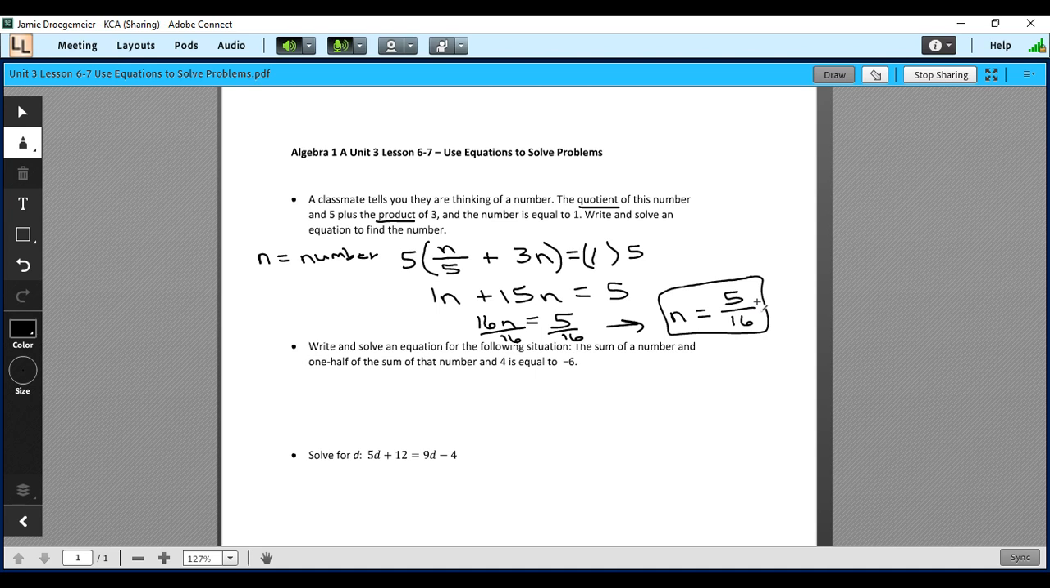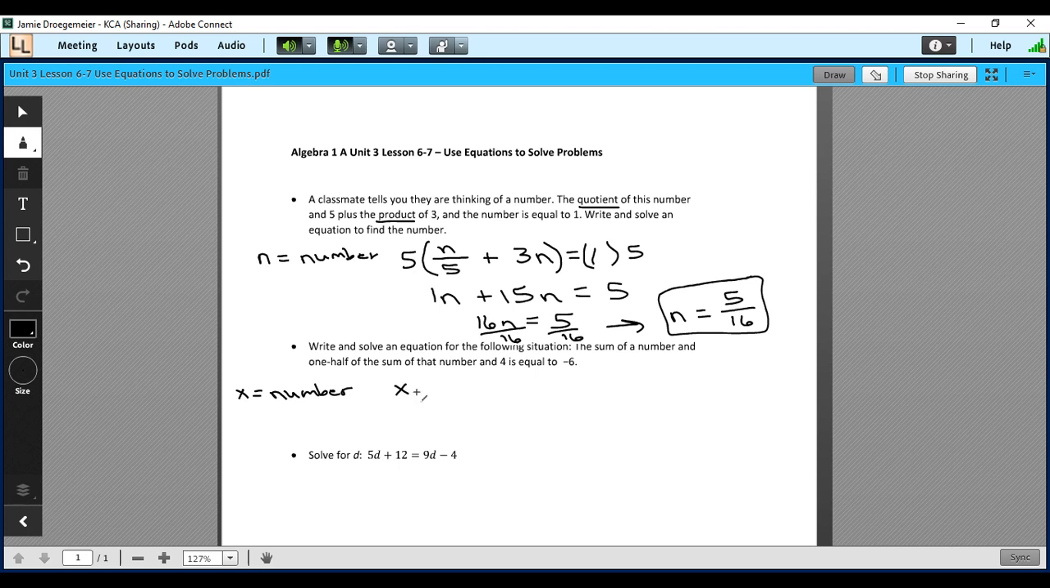All right, number 2 here says write and solve an equation for another situation. It says the sum of a number and 1/2 of the sum of that number and 4 is equal to -6. All right, so let's start again by defining a variable. This time we'll use x. We can use really any letter to represent our variable. And so it says the sum of our number and 1/2 of the sum of that number and 4.